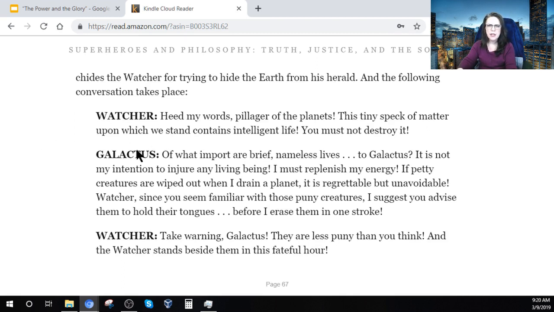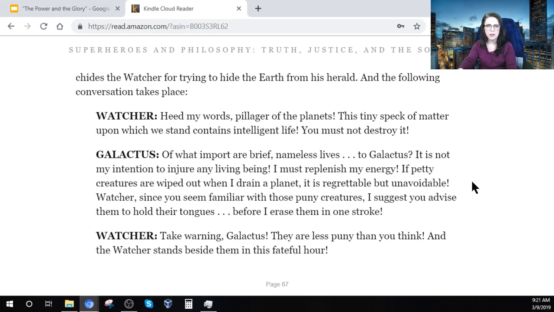The Watcher says, heed my words, pillager of the planets. This tiny speck of matter upon which we stand contains intelligent life. You must not destroy it. And Galacticus responds, of what import are brief nameless lives to Galacticus? It is not my intention to injure any living being. I must replenish my energy. If petty creatures are wiped out when I drain a planet, it is regrettable but unavoidable. Watcher, since you seem familiar with those puny creatures, I suggest you advise them to hold their tongues before I erase them in one stroke.